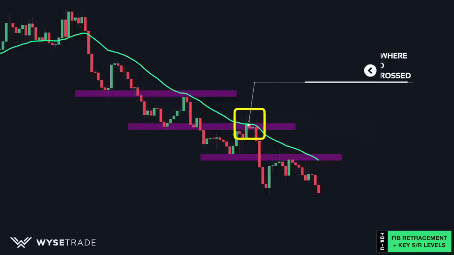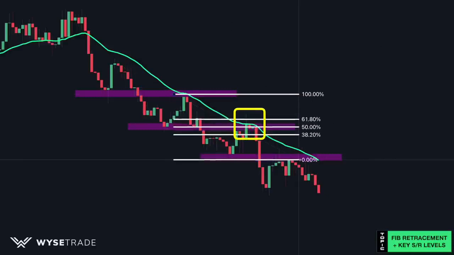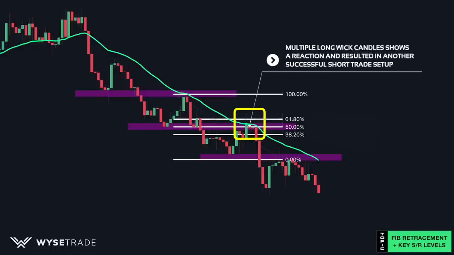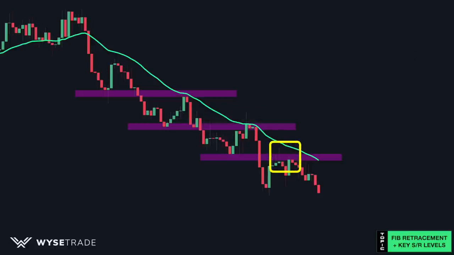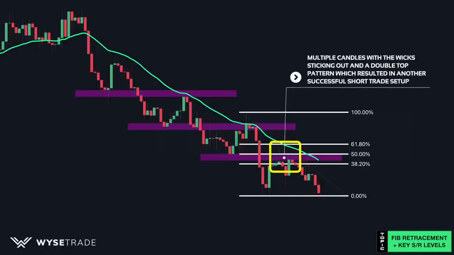Another short trade setup here where the moving average and key level both crossed. This is also where the 50% to 61.8% fib zone lined up. You had multiple long wick candles form, showing a reaction and another successful short trade. Another short trade setup here. This is also where the 50% fib level lined up. You had multiple candles with the wicks sticking out and a double top pattern, all which shows a reaction and created another successful short trade.